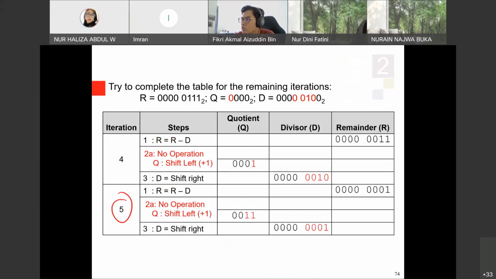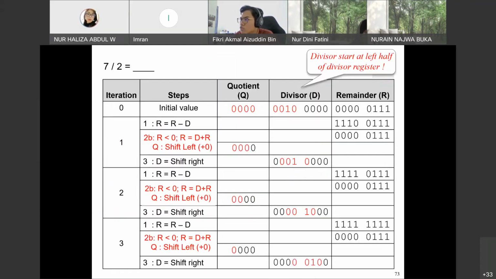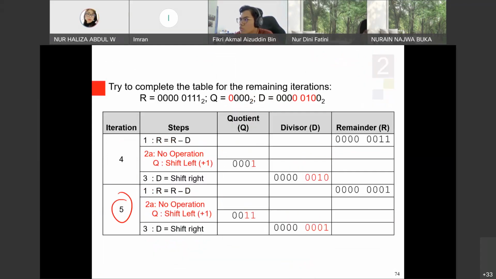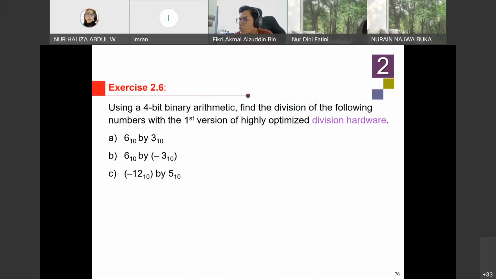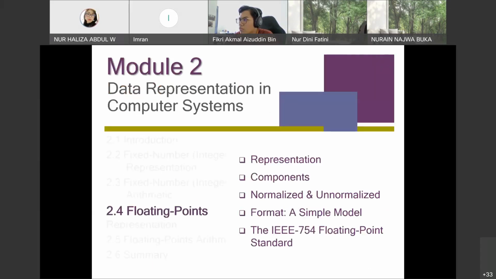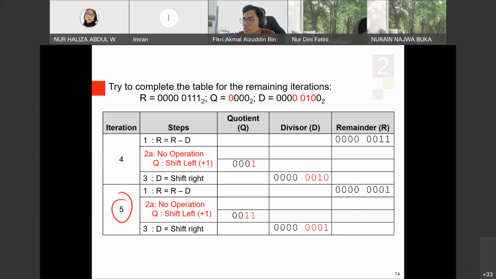Okay, try to do it because this one we already provide with you the answer. And there is also several exercise later on. You can try to do it also. It's quite similar with the multiplication one. Okay, we're not going to cover until floating point. You can try to do the exercise.